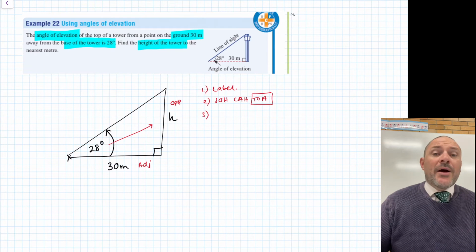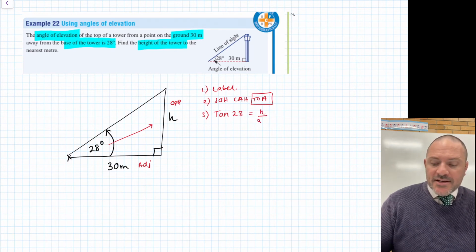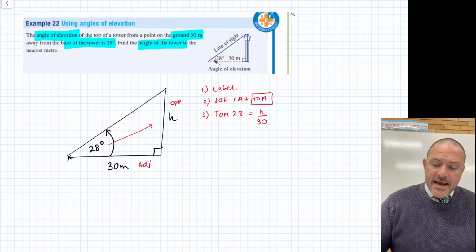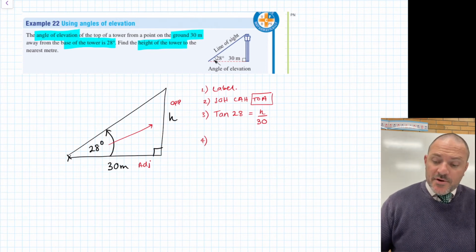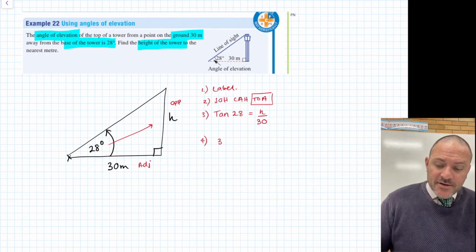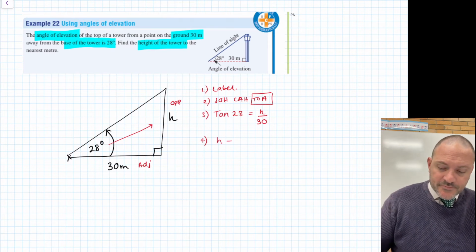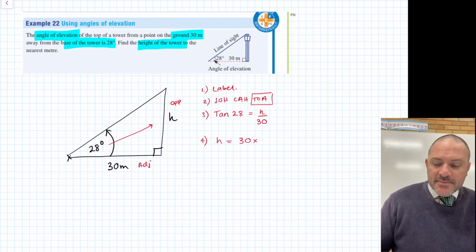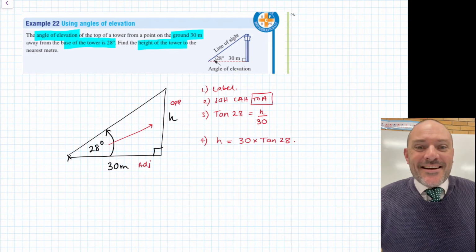Number 3, of course, we now want to apply the rule. So of course we know the rule is tan theta. So tan 28 is equal to my opposite over my adjacent. Okay, perfect. And step number 4, of course, was to now solve that rule. So now what I'm looking at is doing something like 30. Actually, we'll say h equals 30 times tan 28.